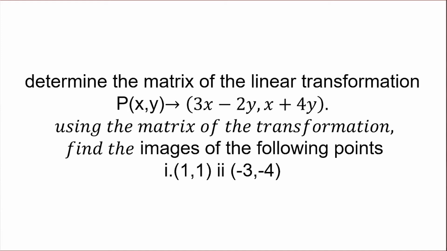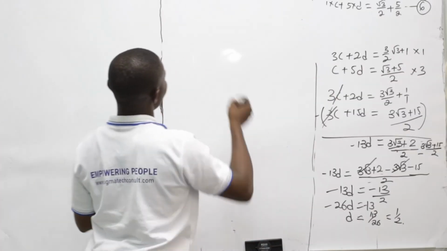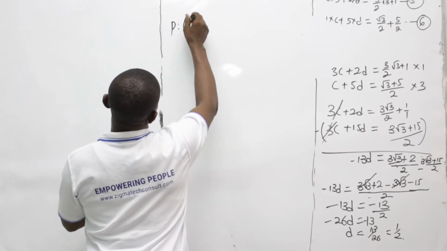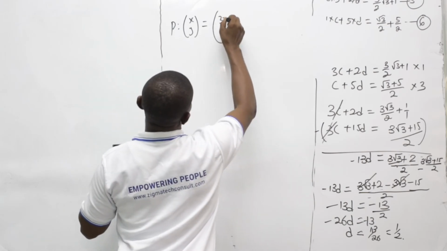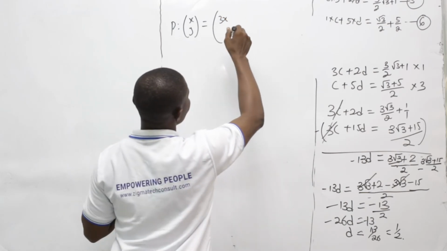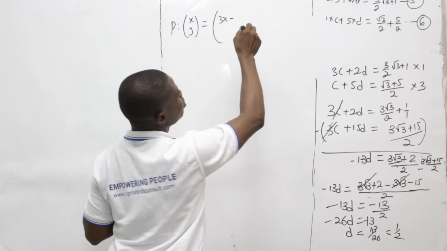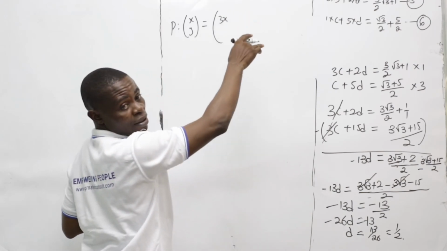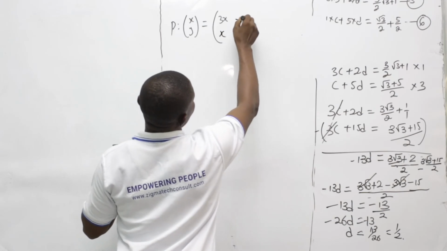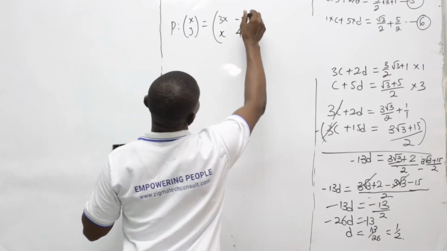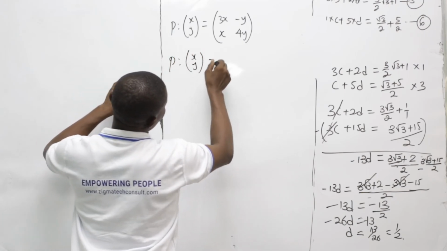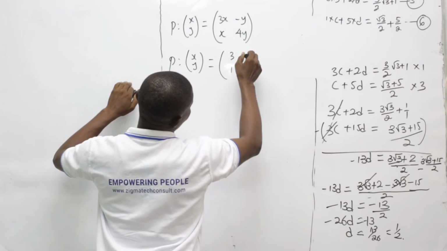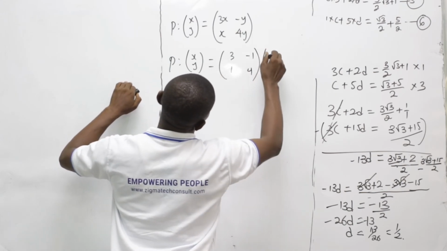Okay, that's a simple one. It's not going to be as complex as this. Let us see and work on it. We have that P(x, y) equals 3x minus y, and 4y. So that P(x, y) equals the coefficient matrix (3, 1; -1, 4) multiplied by (x, y).